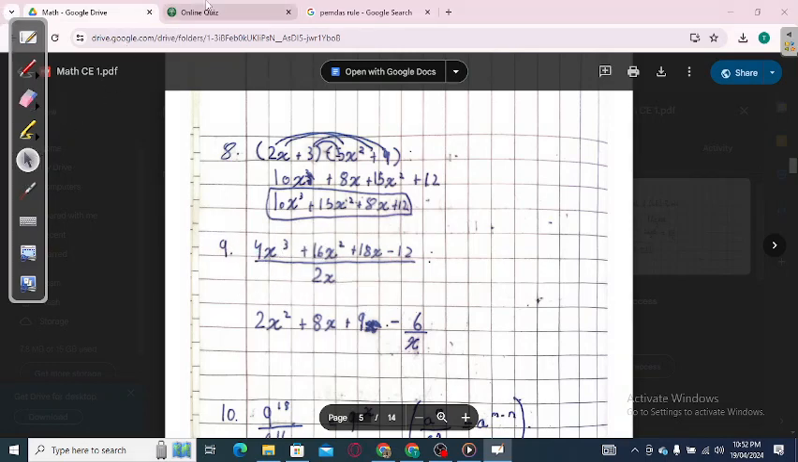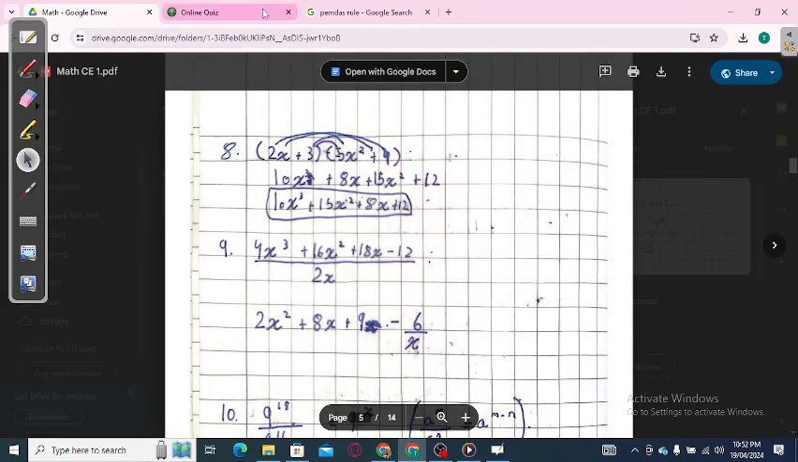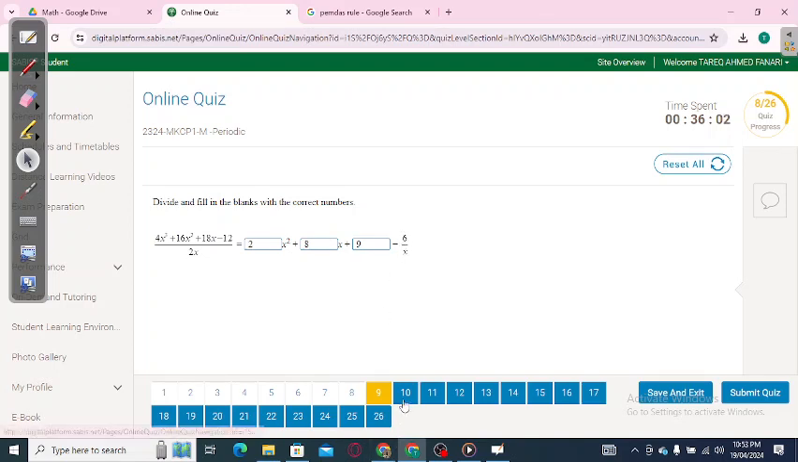Now you just copy this over, so 2x squared plus 8x plus, what was that, 9, I remember. Yes, okay, and as you can see, negative 6 over x is given.